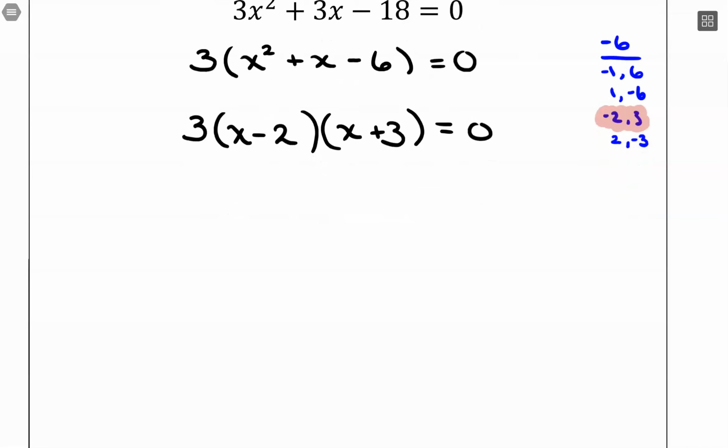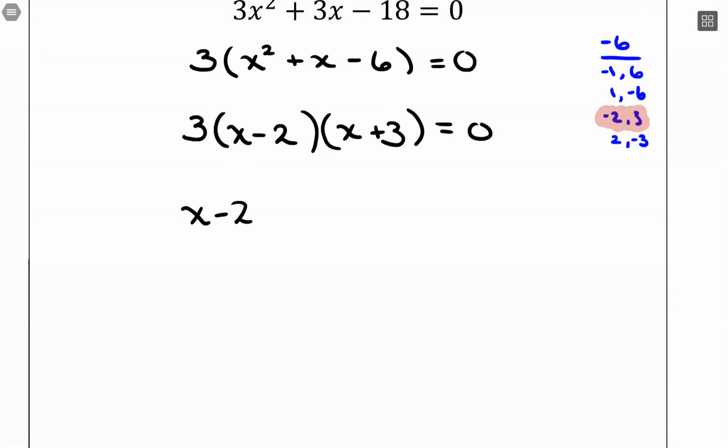Now solving the equation, the rule goes that if we have pieces that are multiplying with each other, and they multiply and equal 0, that means at least one of them has to equal 0. Now this 3 is kind of extraneous because 3 cannot equal 0, so we're just going to ignore that. But we should have x minus 2 equals 0, or x plus 3 equals 0. So this is where we split up our equation.